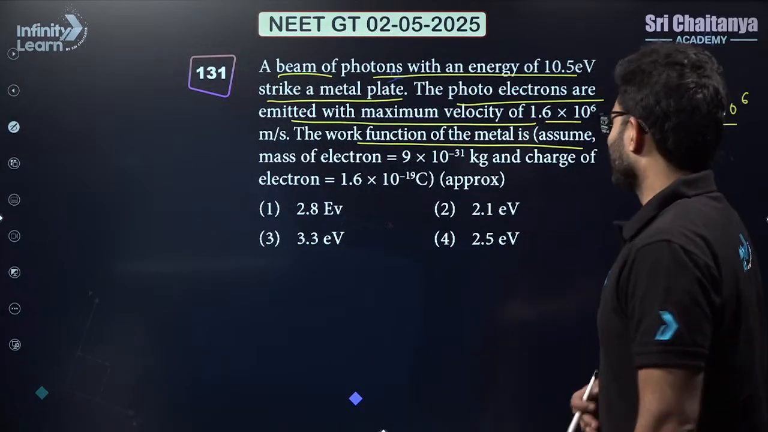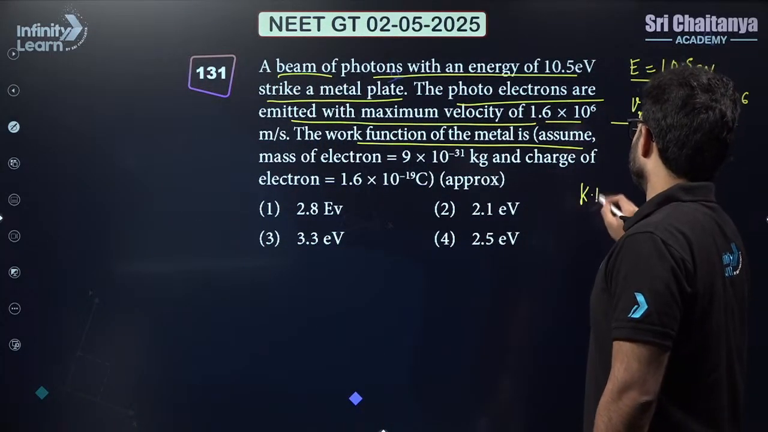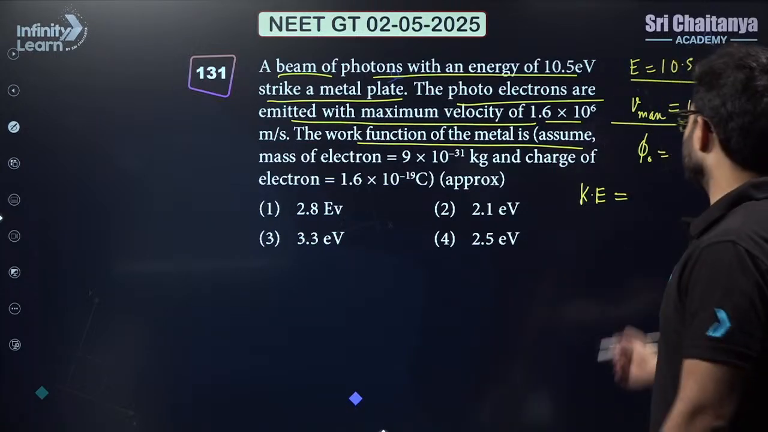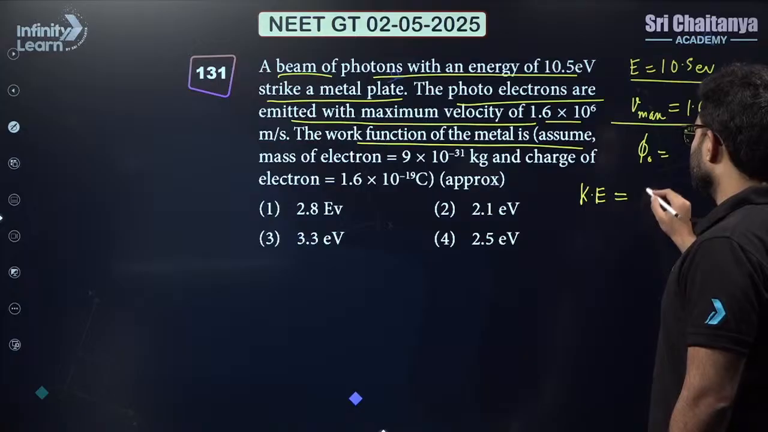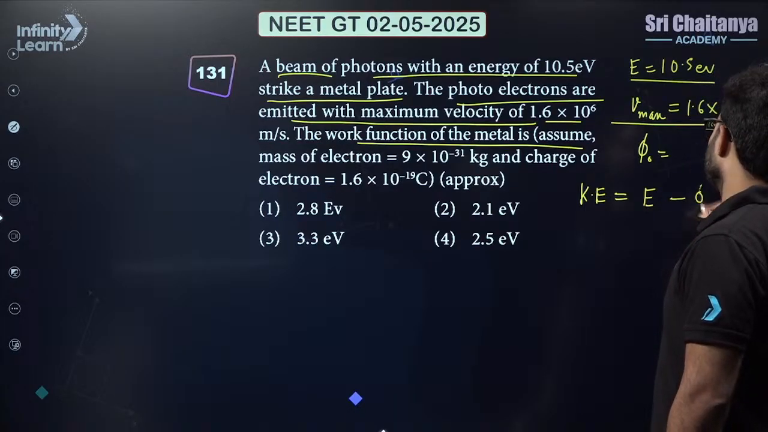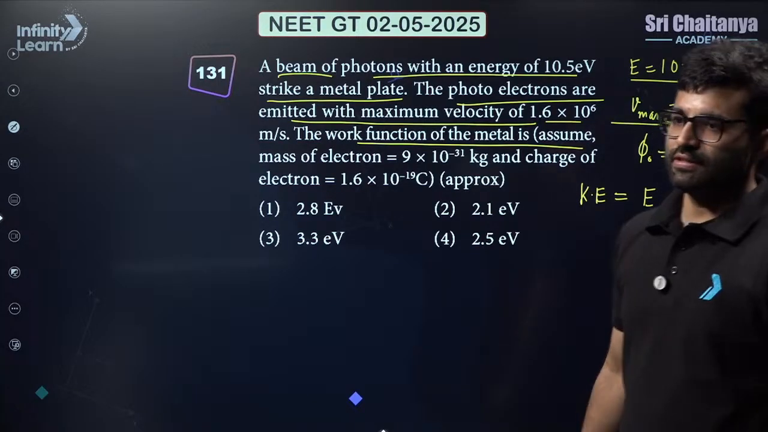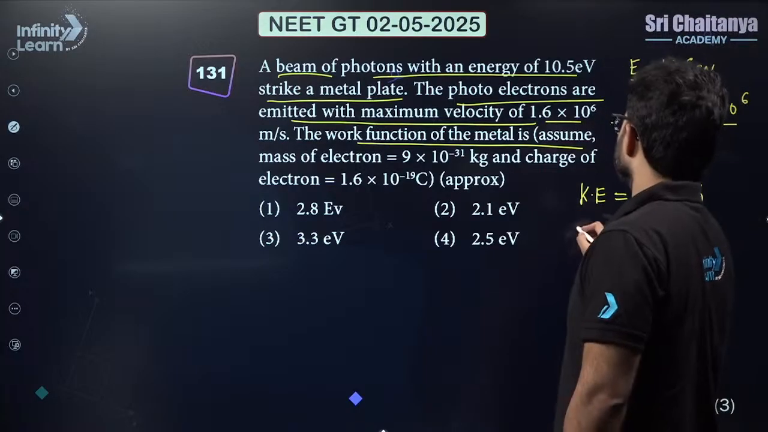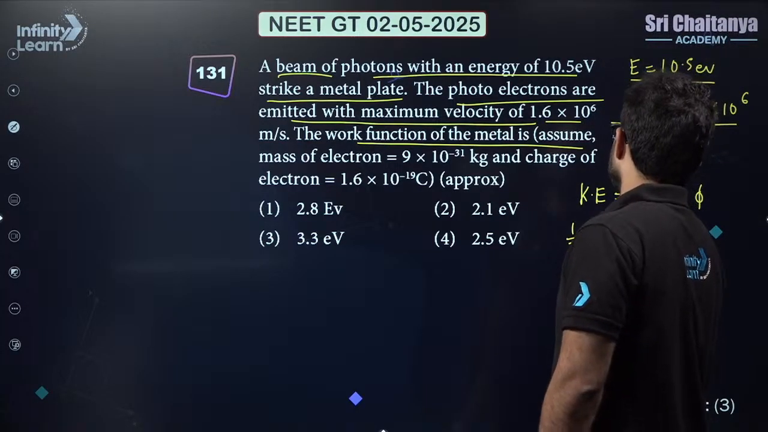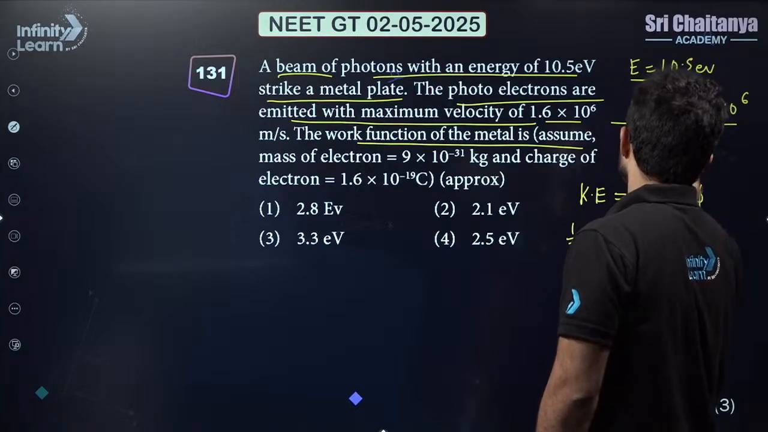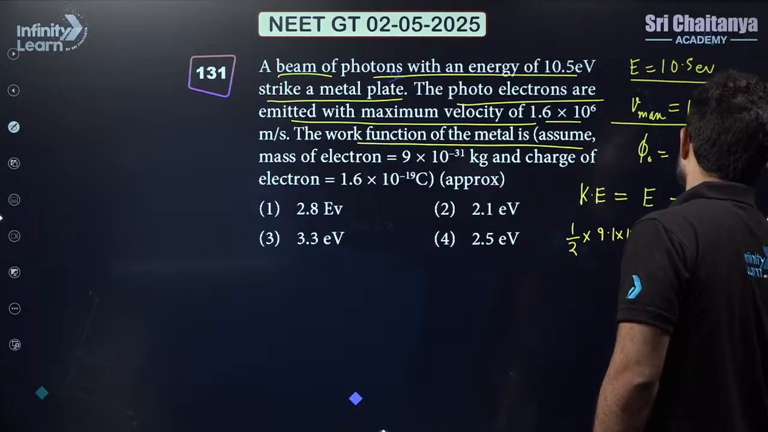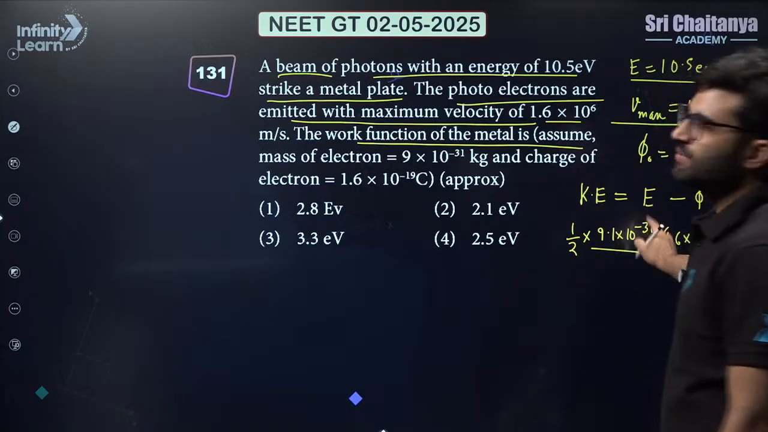Okay, so let us calculate. So this is basically based on the photoelectric equation, which is kinetic energy is equal to the energy which is incident minus the work function, right? Clear? So now it is very simple. What is kinetic energy? Half mv square, half into 9.1 into 10 to the power minus 31 into velocity, which is given to you 1.6 into 10 to the power 6 whole square, right? But please remember that this will come in joules, right?